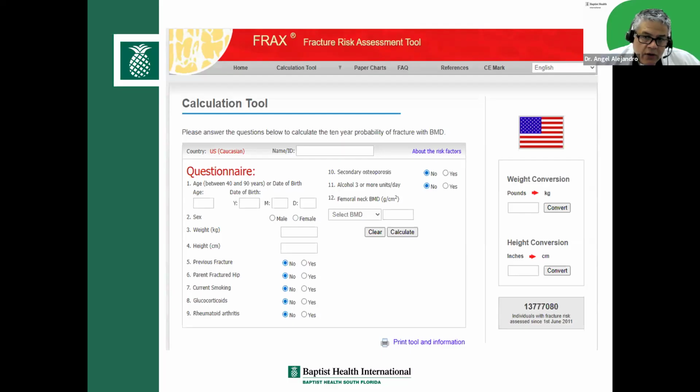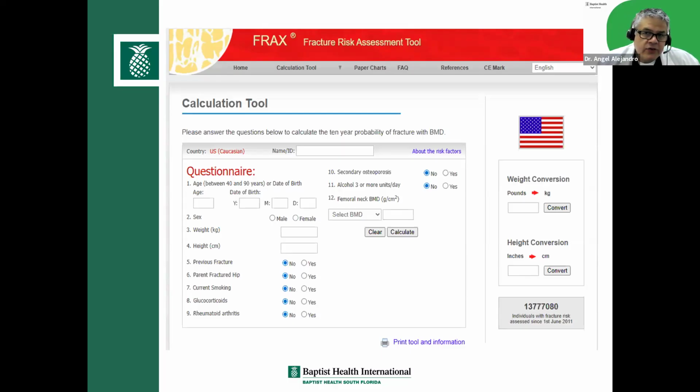whether or not they drink alcohol, and then you enter the bone density of the femoral neck. And what you do is you calculate the risk using this data. And remember, if it's greater than 20% for 10-year major fracture, you should treat. And if it's greater than 3% for hip fracture, you should treat.